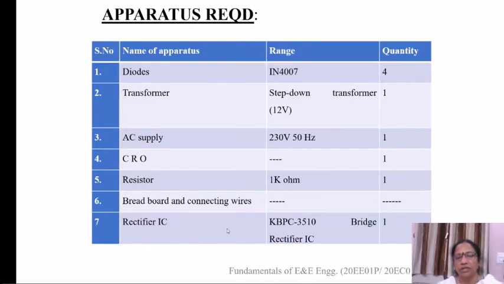Then a CRO is needed, where the waveforms are measured, and a load resistor of 1 kilo ohm is needed, which is connected across the output of the circuit and where the output waveforms are measured. Then a breadboard and connecting wires are needed. For the bridge rectifier with rectifier IC, we need a rectifier IC, and in this experiment we have used the rectifier IC KBPC 3510. One IC is needed to conduct this experiment.